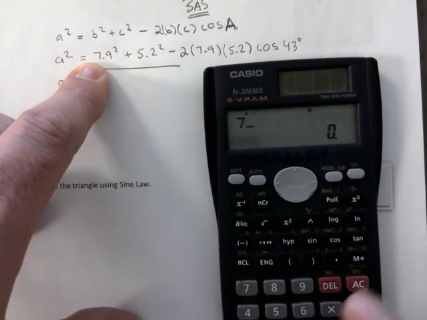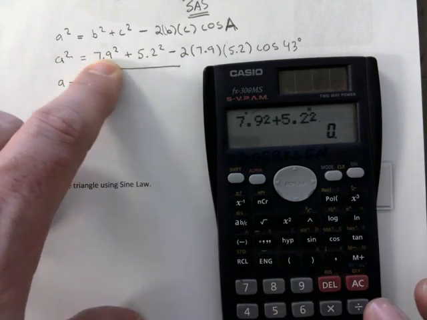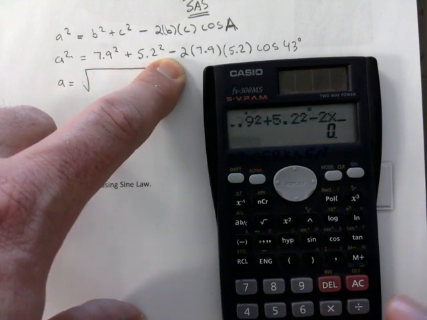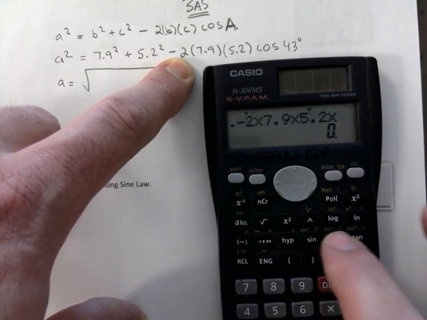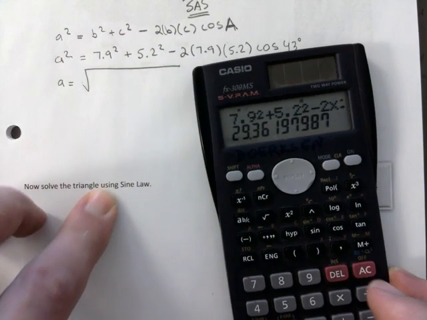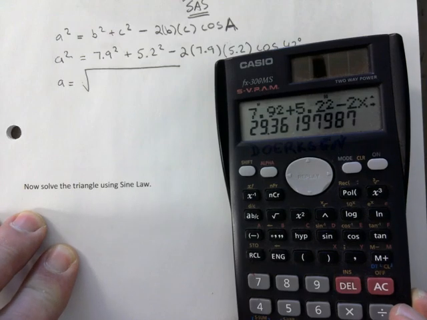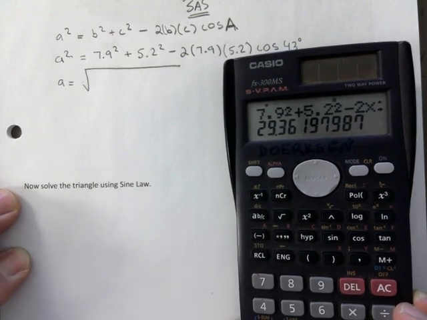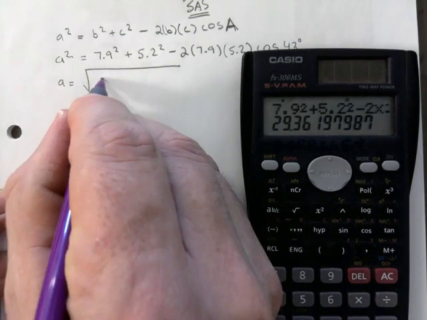Never mind. Let's try this again. So square them. Minus 2 times 7.9 times 5.2 times cosine of 43. There we go. Is that what you're getting? If you're not getting that, I can help you. Okay, it's probably the way you have to type it in. So here we go. I'm writing this down.